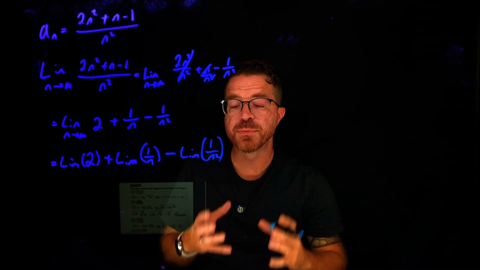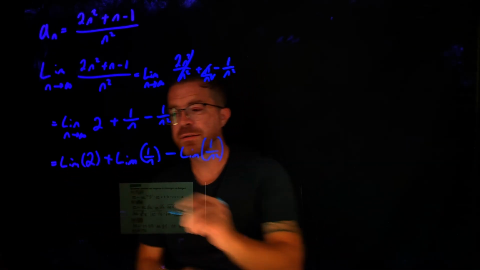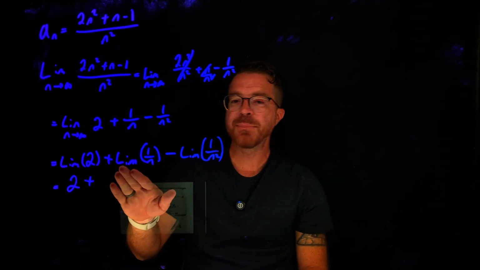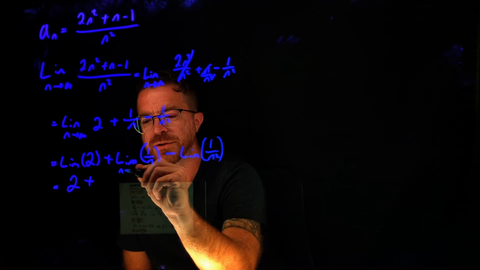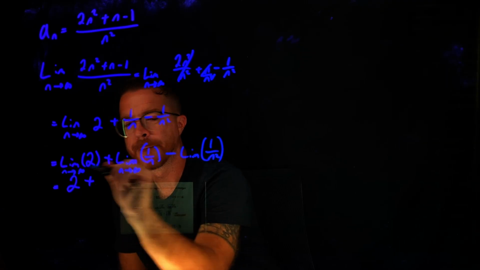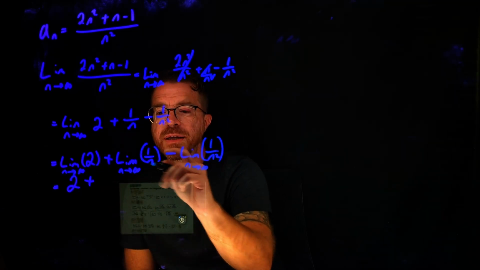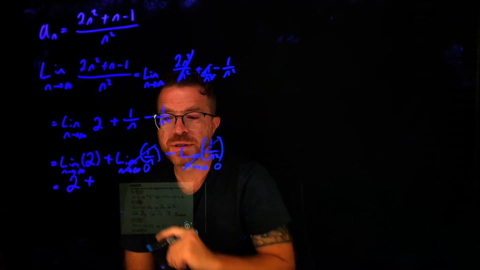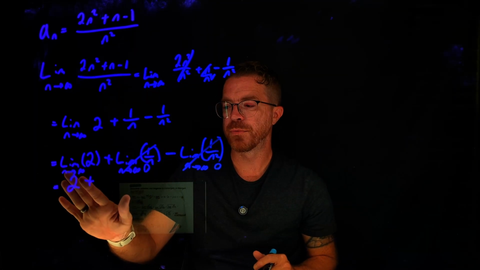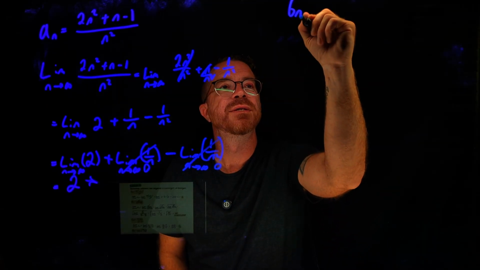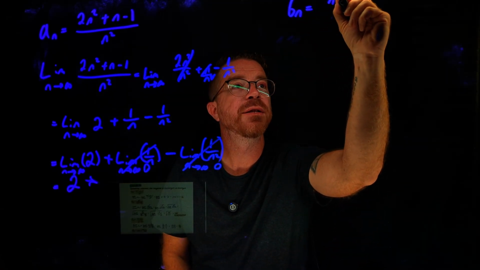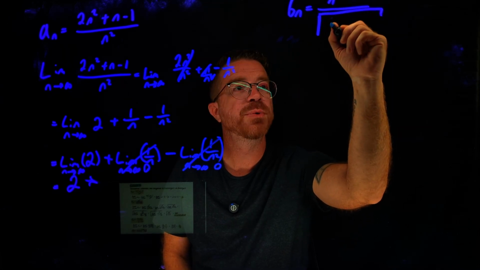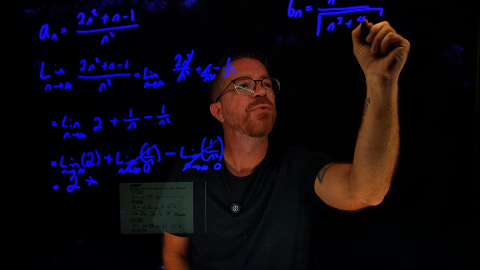Now we can look at these terms individually. The limit of a constant is a constant, so this is going to be equal to 2 plus the limit as n goes to infinity, because these are all as n goes to infinity. This term, 1 over n, is going to go to 0. This one is also going to go to 0, and we're going to be left with 2. What about this sequence? b_n equals n squared divided by the square root of n cubed plus 4n.